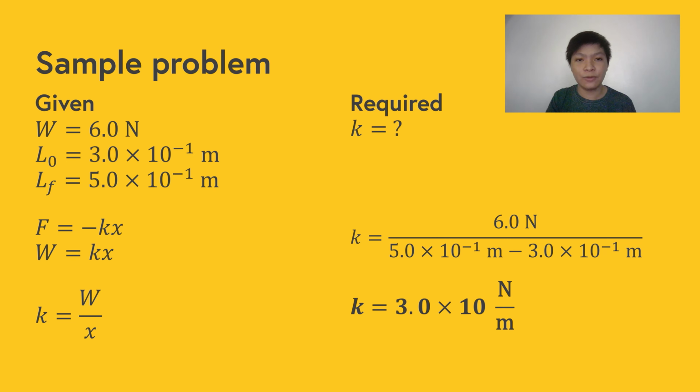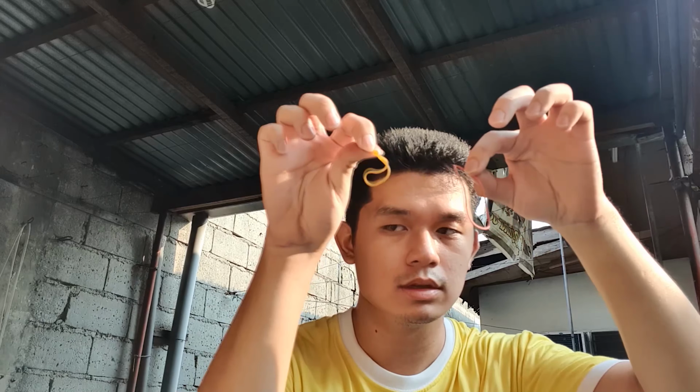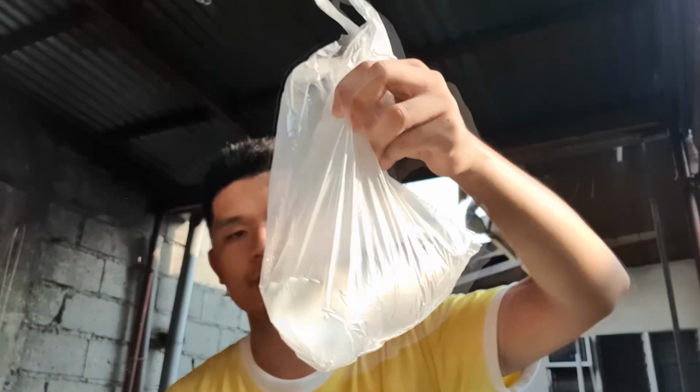To start the experiment, you need a ruler, two rubber bands, and also a plastic bottle so that it will hold the water inside. Okay? The mass of the water is 500 grams. And then the apparatus.